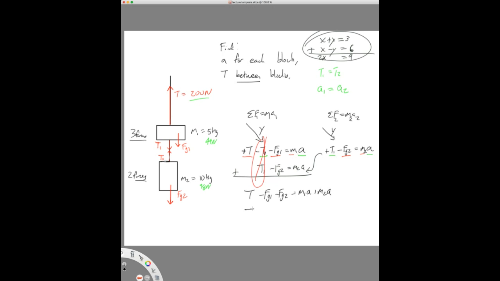And we can do some simplifications. For example, Fg1 is really m1 times g, that's our formula. And Fg2 is really m2 times g. And on the right, I have two terms with a, and I want to isolate a, so I'm going to factor the a out. And then the last step would be just to divide by m1 plus m2.